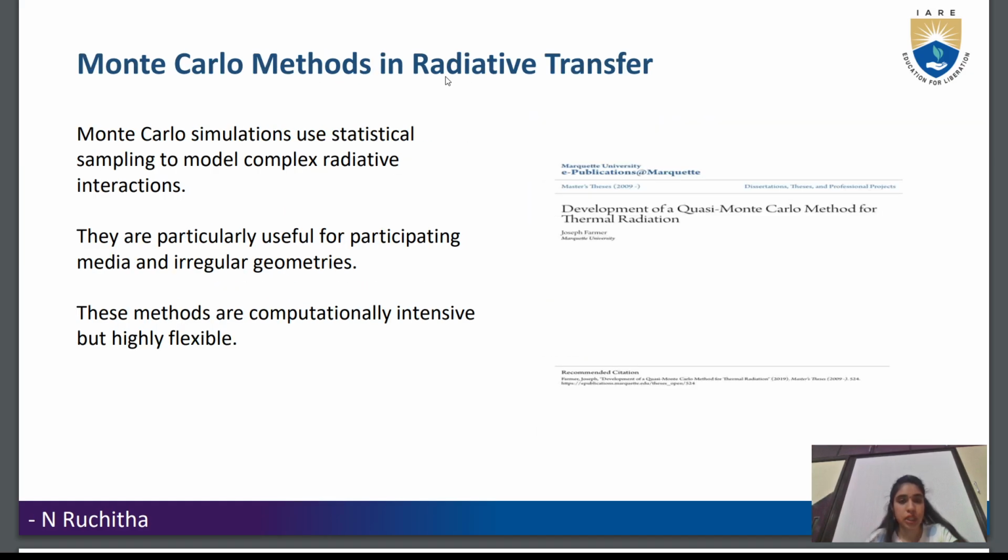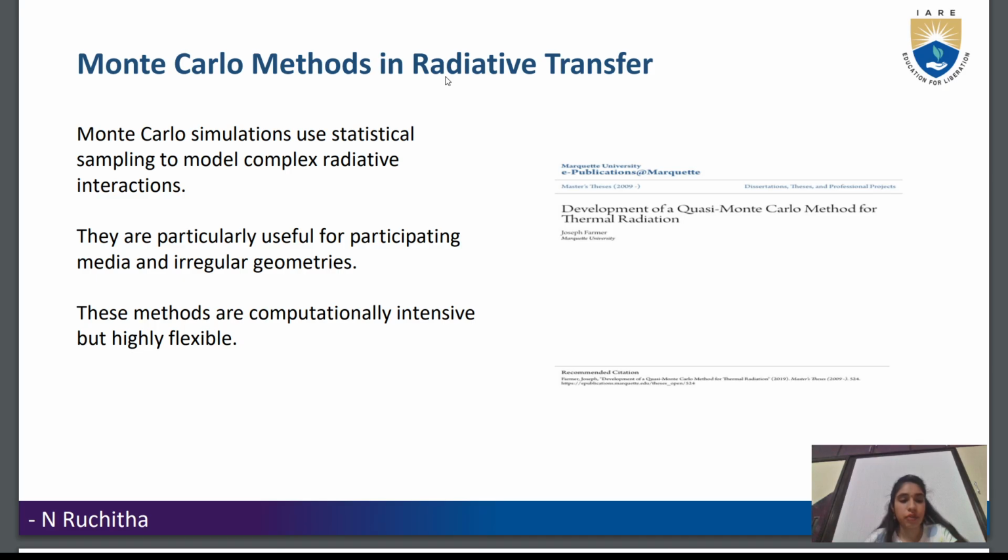Monte Carlo methods in radiative transfer. Statistical methods that simulate photon trajectories. Advantages: extremely flexible for complex geometries, spectral radiation, and participating media with scattering; easy to implement and highly accurate. Drawbacks: computationally expensive, and results have inherent statistical noise.